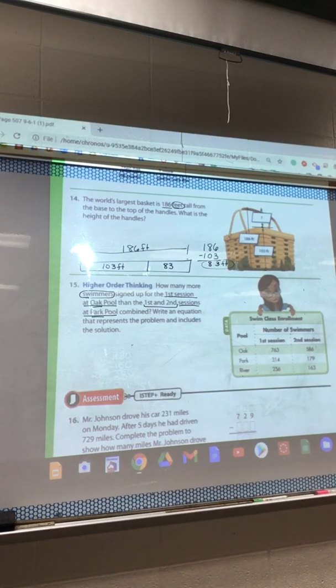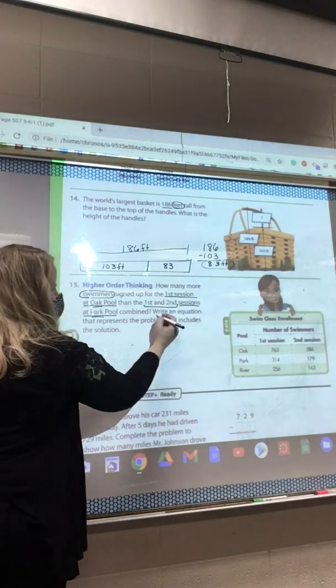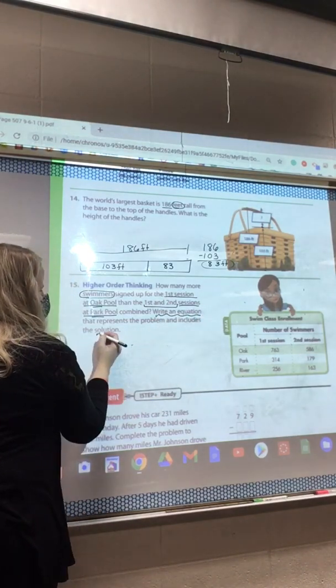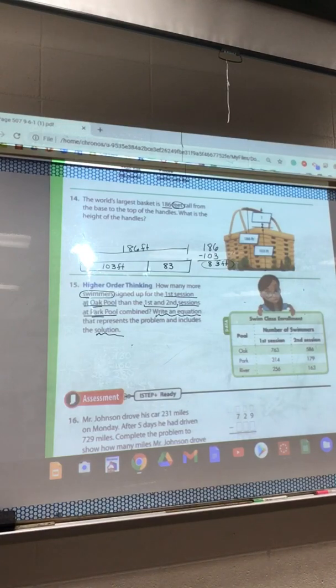That's right. Write an equation that represents the problem and includes a solution. So not only do I have to solve it, I have to have an equation with a solution, okay? So that means I gotta have it written out like a sentence with the equal sign. Okay, so I'm probably gonna have to add some stuff for that mystery question, right? What do you think we're adding? The first and second session at Park Pool.